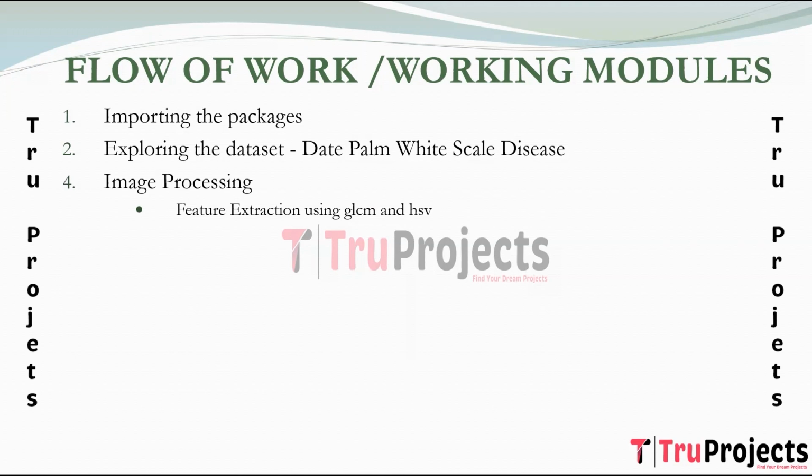HSV refers to hue, saturation, and value. It is a color space representation that separates an image into three components: hue, saturation, and value. This facilitates more intuitive color analysis, with hue representing the color itself, saturation indicating the color intensity, and value representing brightness, making HSV particularly useful for tasks involving color-based image processing.